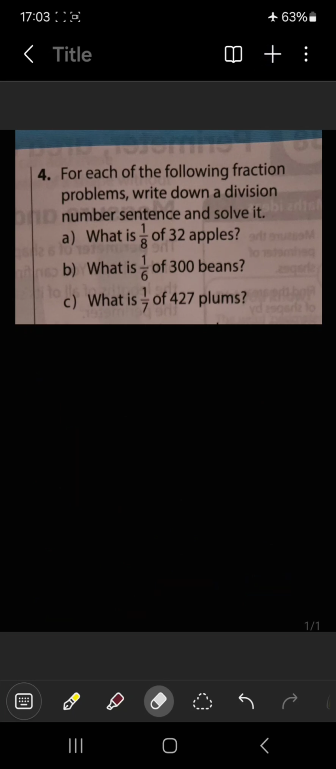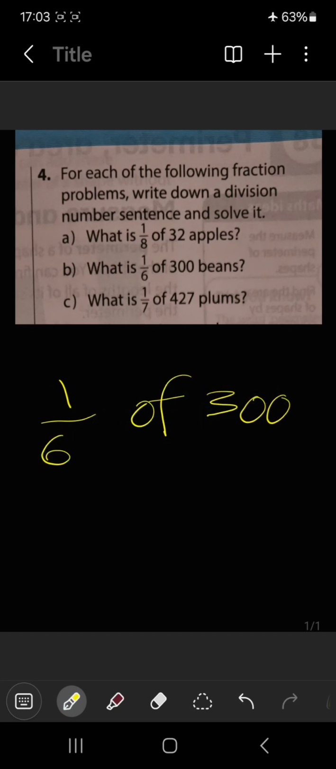Let's move on to our next example. What is 1/6 of 300 beans? Now you'll have to say 300 divided by 6. Instead of doing that, you can just say 30 divided by 6. So 1/6 of 300 beans. Let's cancel out the 0 for now. Remember that we cancelled out the 0.